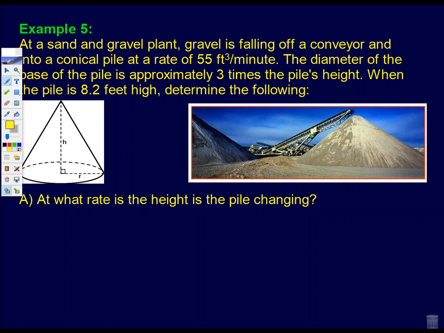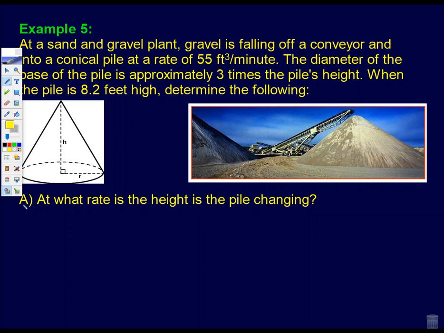Okay, so in this particular situation, I have this gravel pile we're working with. There's some information about those proportions buried within this paragraph here. So let's read the whole situation first. At a sand and gravel plant, gravel is falling off of a conveyor, similar to what's in the picture here, onto a conical shaped pile at a rate of 55 cubic feet per minute. The diameter of the base is approximately 3 times the height. When the pile is exactly 8.2 feet high, determine the following.